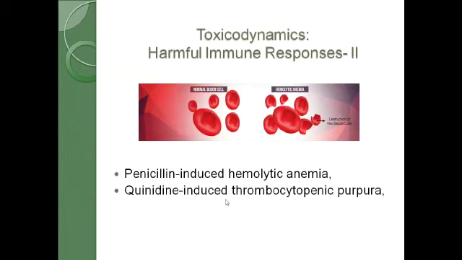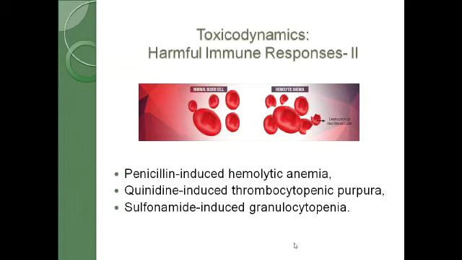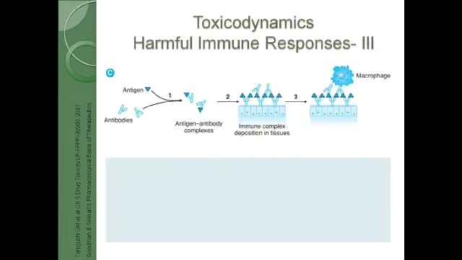So the examples which we can give for this type of harmful immune response are penicillin-induced hemolytic anemia, quinidine-induced thrombocytopenic purpura, and sulfonamide-induced granulocytopenia.